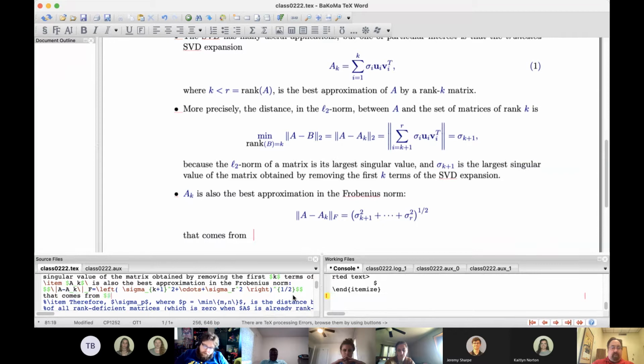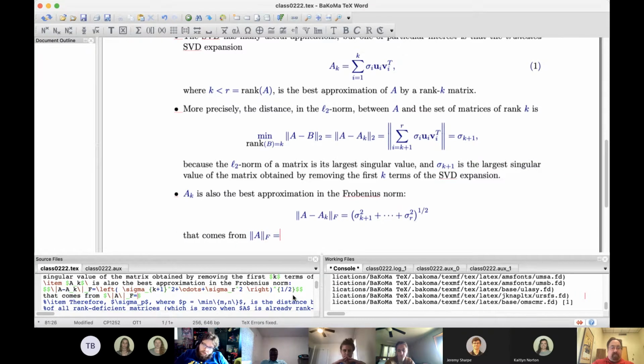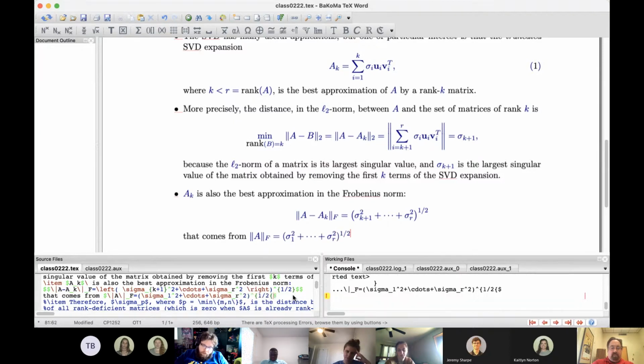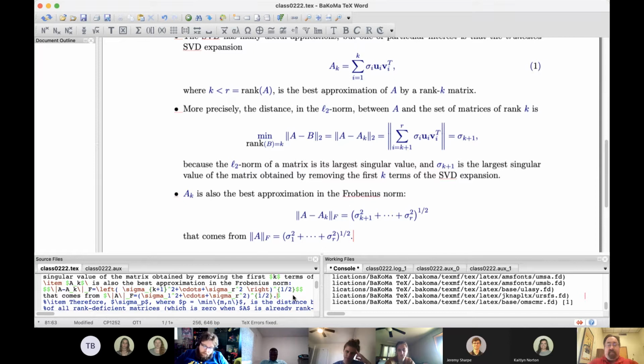And that comes from the fact that the Frobenius norm of a matrix is the square root of the sum of squares of all the singular values. All right.